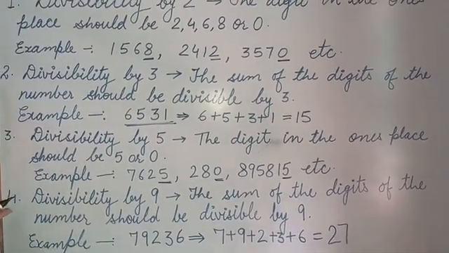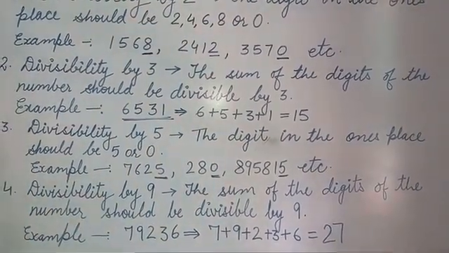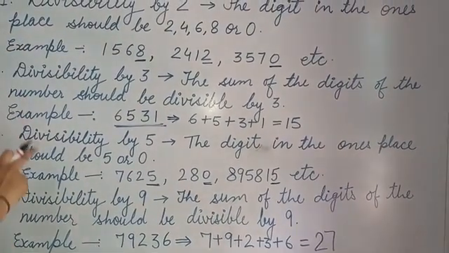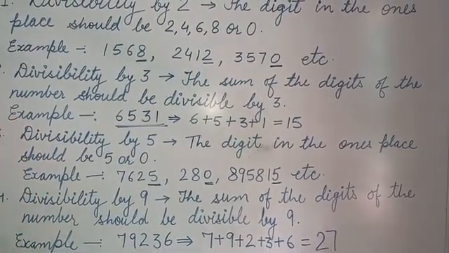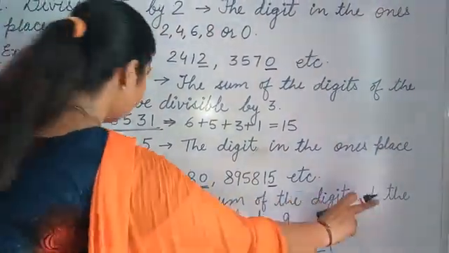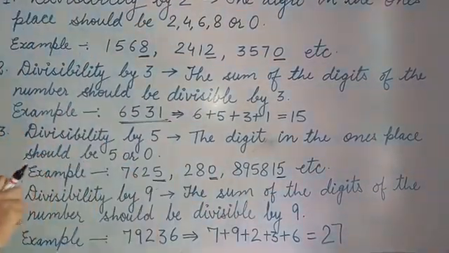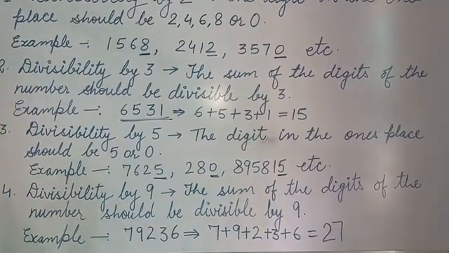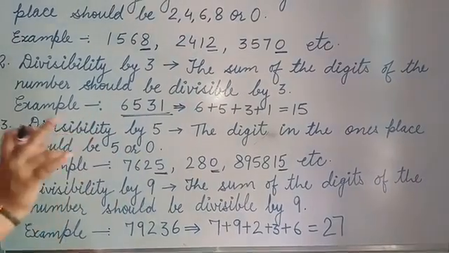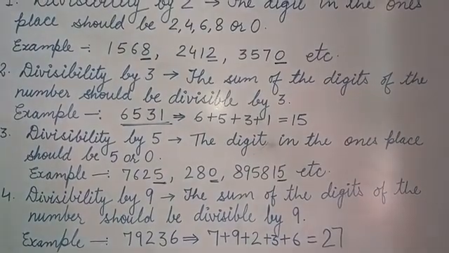Okay. Next, fourth, divisibility by 9. How will we check divisibility by 9? This rule is the same as divisibility by 3. 2 and 5 are alike, and 3 and 9 are alike. We will do it the same way as for 3. The sum of the digits of the number should be divisible by 9. In 3 we have the same: the sum of digits should be divisible by 3. And here the sum of the digits should be divisible by 9. If the sum of the digits is divisible by 9, then the number is also divisible by 9.